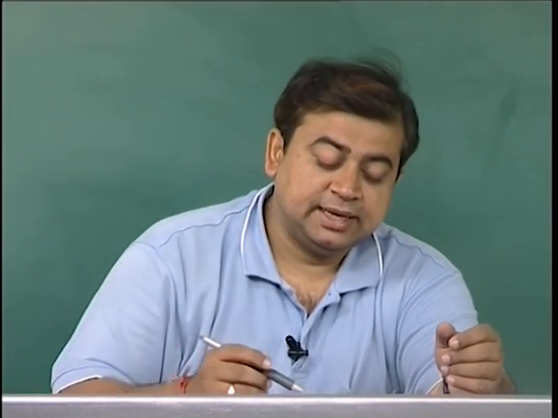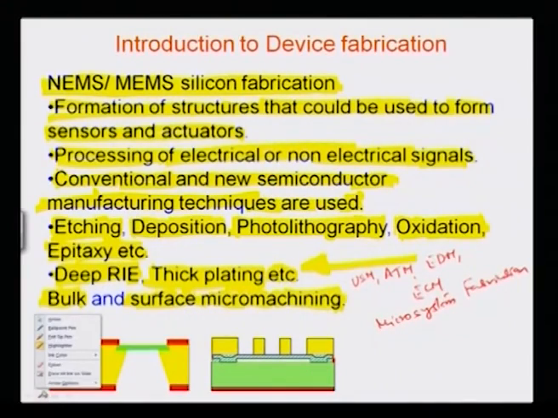For example, in this particular illustration here or cartoon here, you can see this right here is a cross section of the silicon wafer, and you are trying to selectively etch off the material from this wafer.